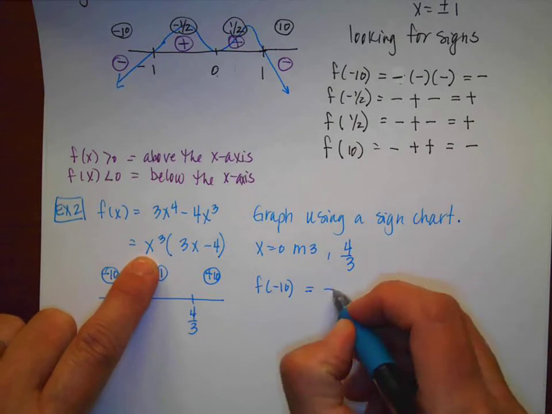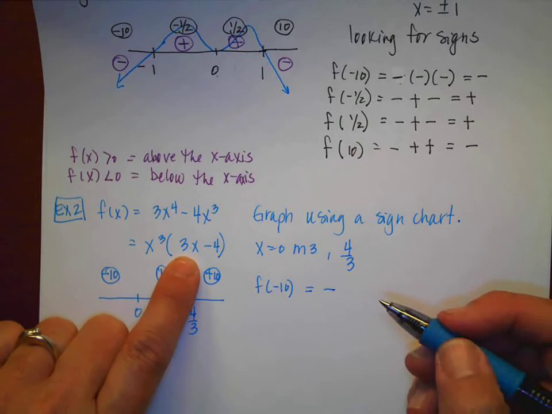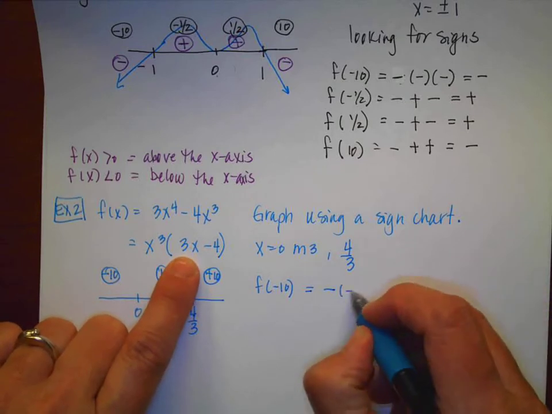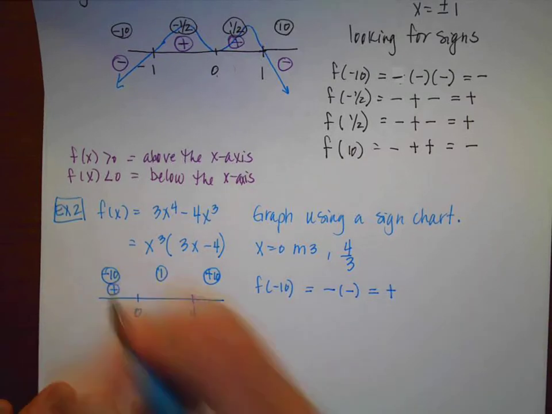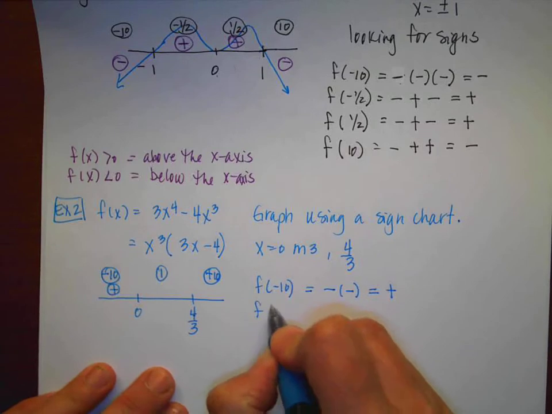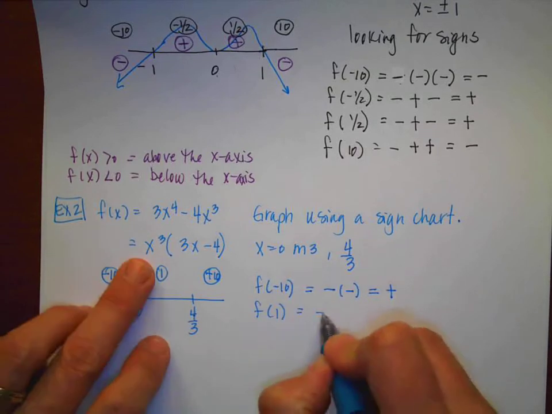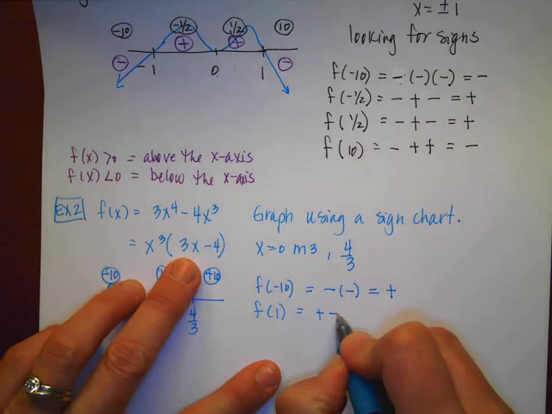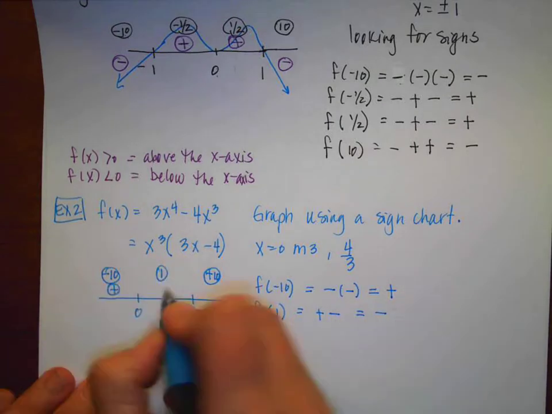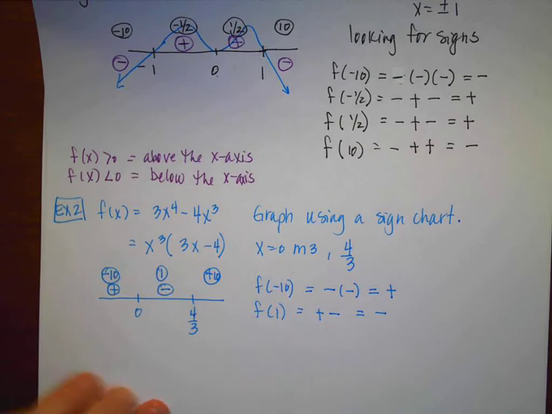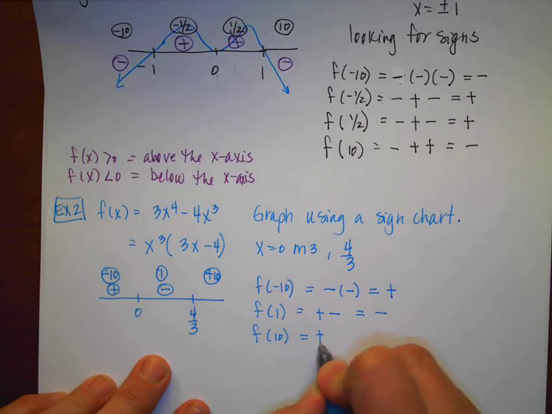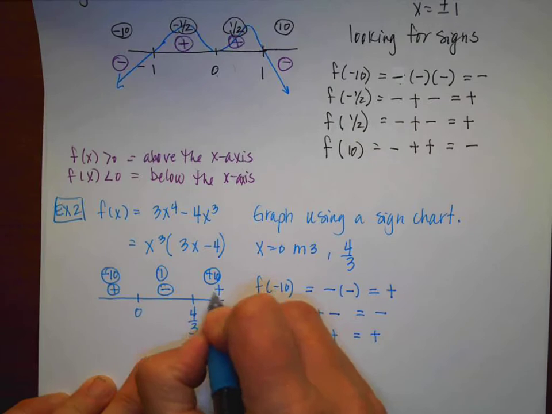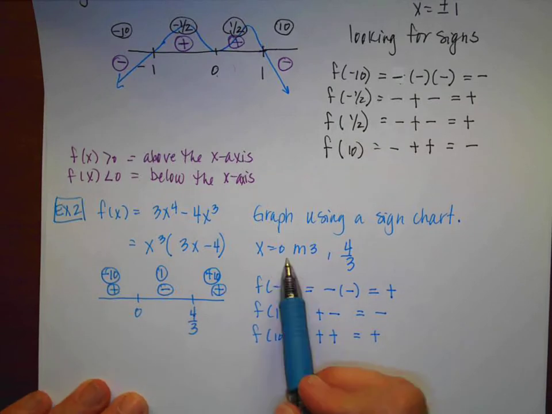A negative 10 cubed is negative. A negative 30 minus 4 is another negative. 2 negatives is a positive. So then in this interval, I'm going to write a positive. F of 1 cubed is positive. 3 minus 4 is negative. So therefore, this is negative. Okay, so that's negative. And then my last one, f of 10. 10 cubed is positive. 30 minus 4 is still positive. The answer is positive. Okay.